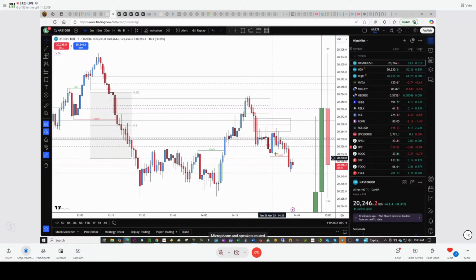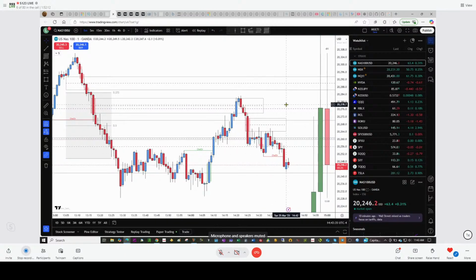So NAS is breaking down. Tesla's going up, NAS is going down, S&P is going down. That's very odd behavior there. So you can see we do have a 1, 2, 3 top on the NAS. So we should continue going down, taking out these lows.